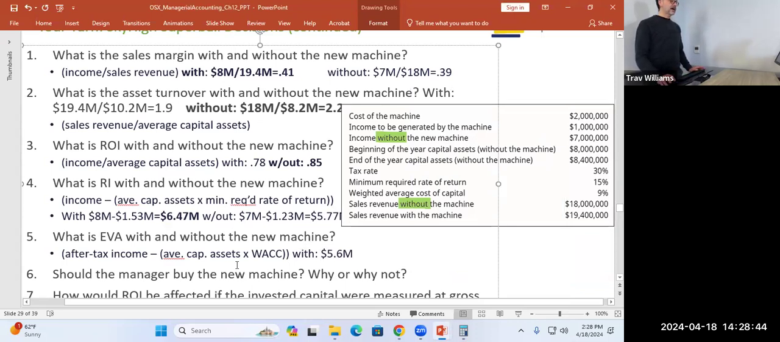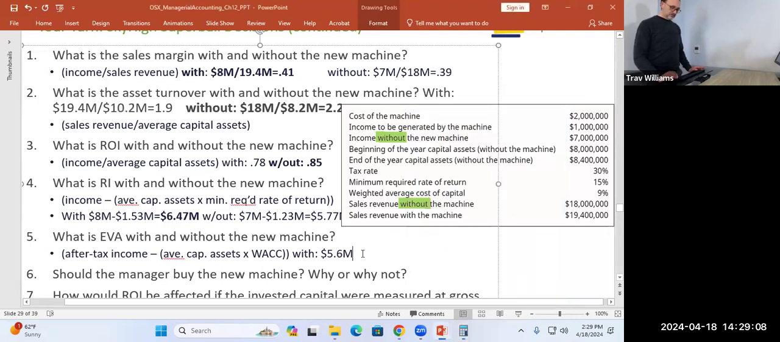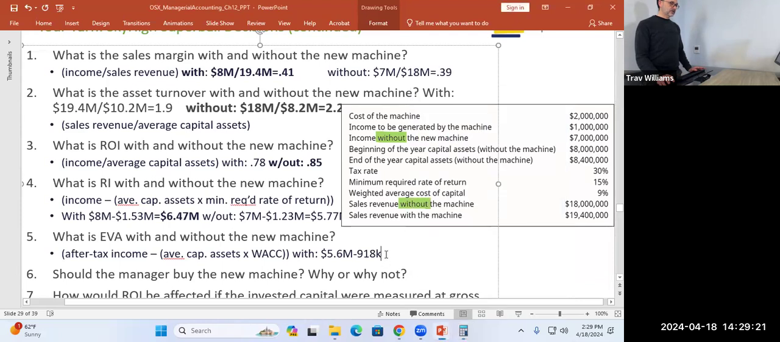But then we have to subtract the average capital assets times the weighted average cost of capital, right? Which we said average capital assets with the machine is 10.2. Weighted average cost of capital is 9%. So 10.2 times 9% is 918,000. And let's see what that comes out to. 4,682,000.